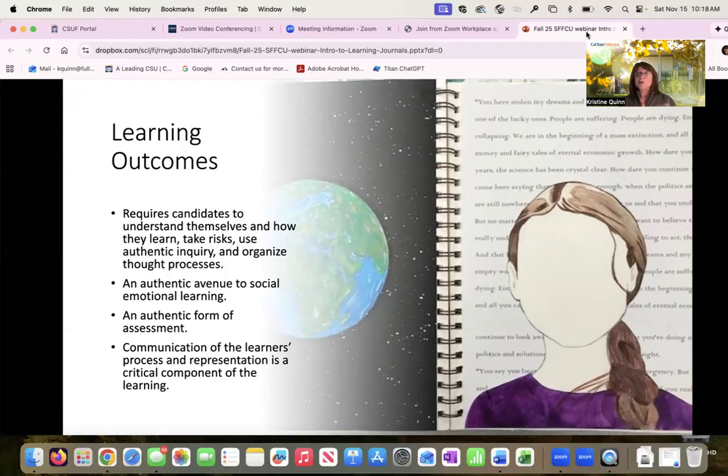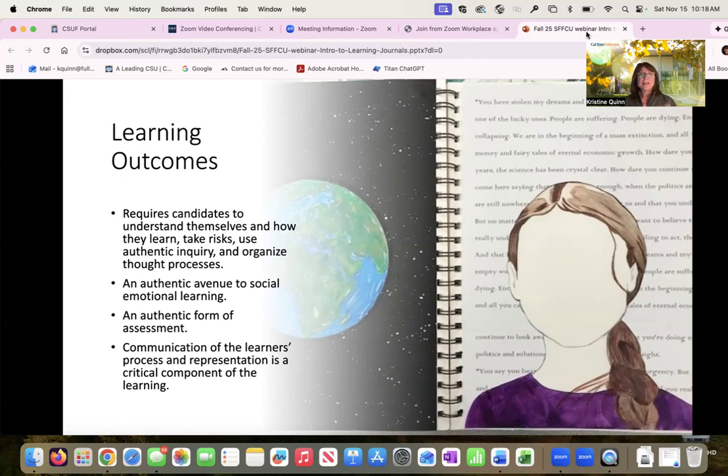They're not usually used to responding to content in an artistic way. They have to use their own authentic, unique inquiry while they are deciding what goes onto a page. And they have to think about how to organize their thought processes as well. So you can see already that these are all extremely high level of thought processes.